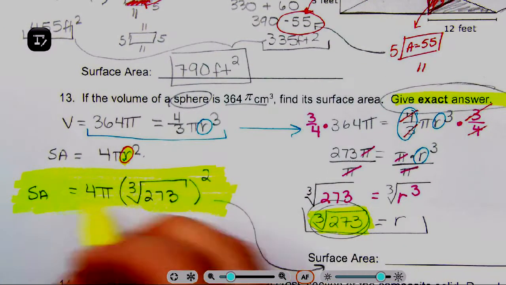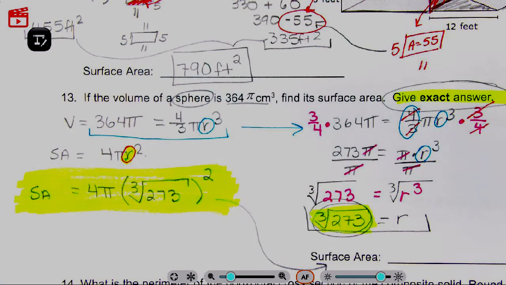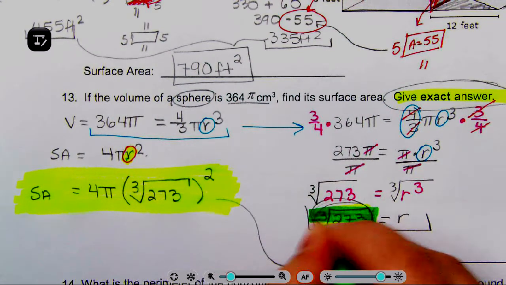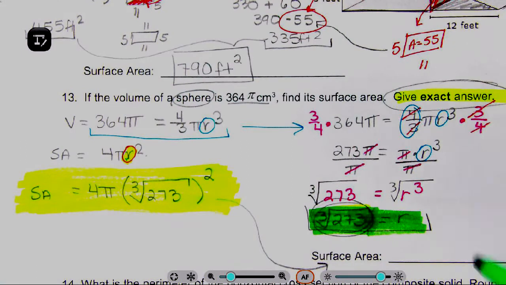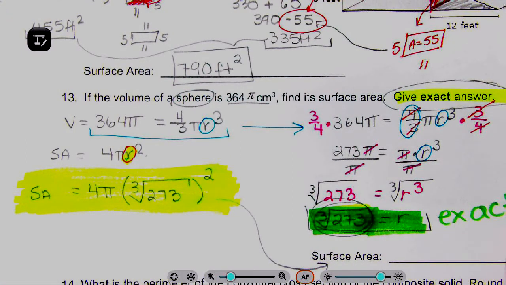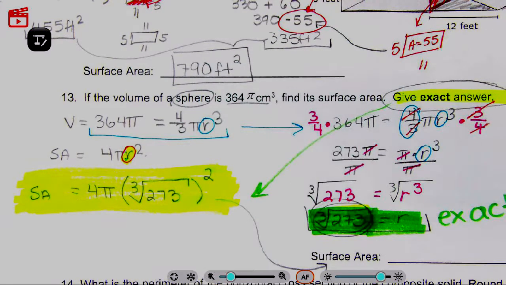Don't type anything into your calculator when it's saying exact form. Don't do it. That is your answer. This is your radius. Let me actually highlight that in a different color so that way you don't get confused. This is your radius in exact form. And that's your answer. All right, let's do the last one.